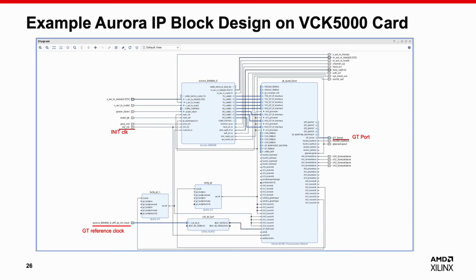Here is the example Aurora IP block design on VCK5000 cards. You can find that it is similar to the generated Aurora IP in the Alveo case. Three key Aurora signal ports are highlighted here, including the GT reference clock, GT data port, and the init clock. The other signals can be connected to the AXI stream data FIFOs or AXI control slave in the top-level Aurora kernel design.